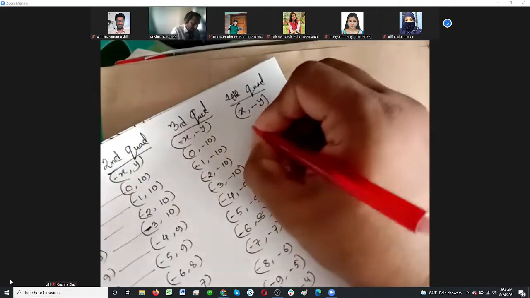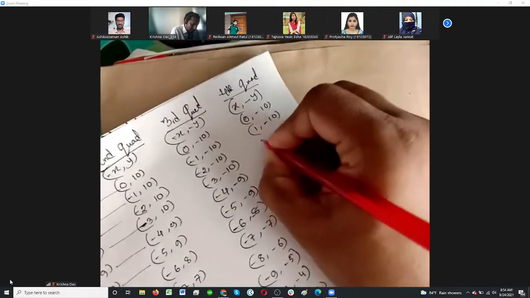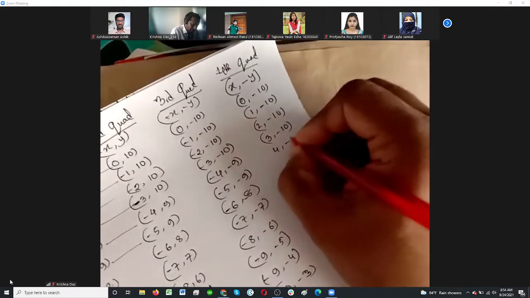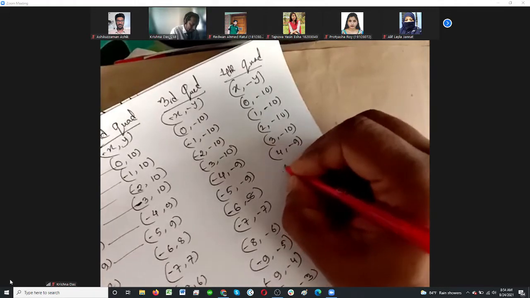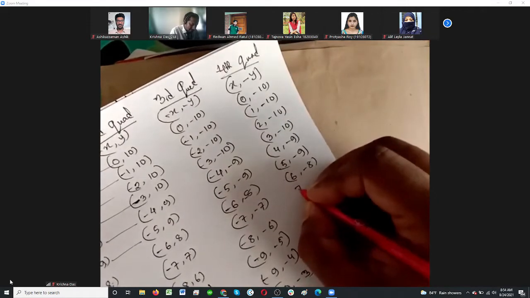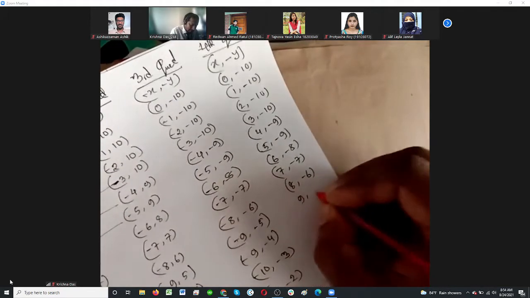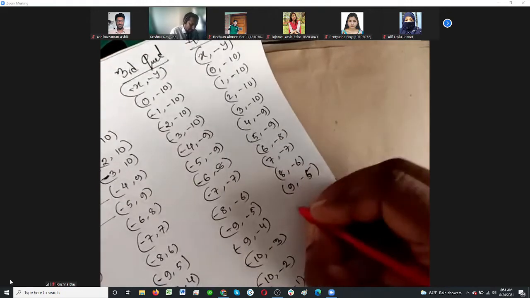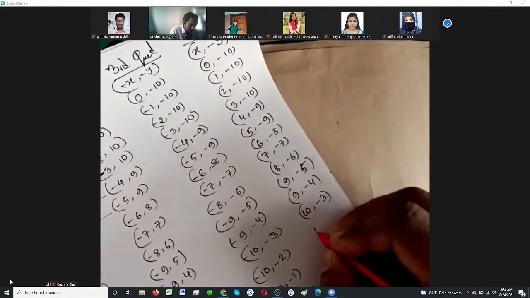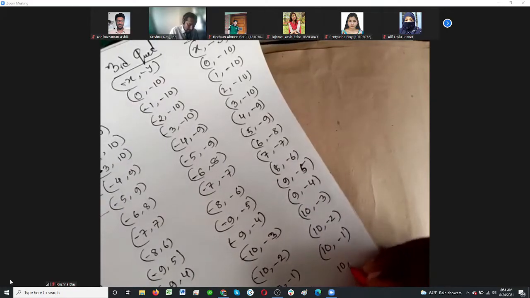In the same way, for the fourth quadrant we get 0, minus 10, 1, minus 10, 2, minus 10, 3, minus 10, 4, minus 9, 5, minus 9, 6, minus 8, 7, minus 7, 8, minus 6, 9, minus 5, 9, minus 4, 10, minus 3, 10, minus 2, 10, minus 1, and 10, 0.